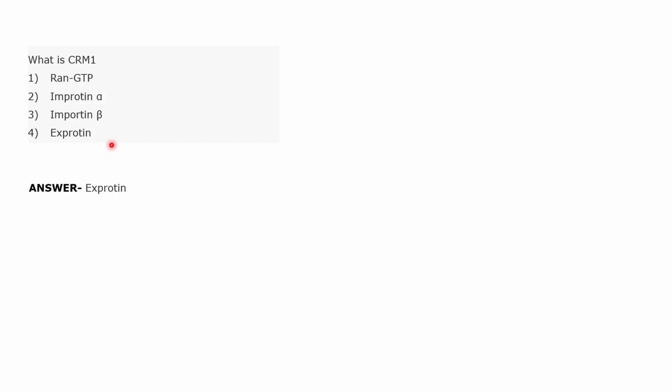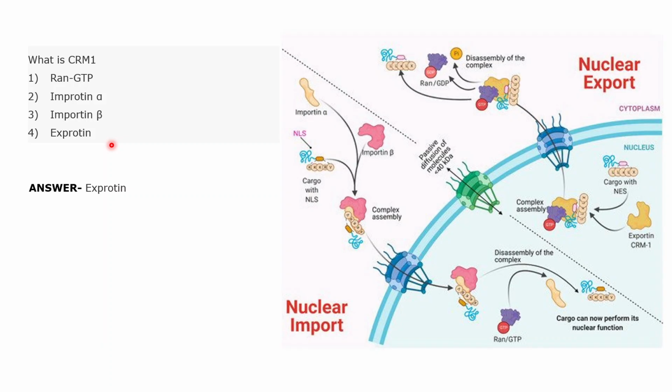Okay, so the answer to this question is exporting. You can see that there is exporting there. One such example of this exporting protein is CRM1, which binds to the cargo and RAN GTP. Does anyone have any doubt in this case?